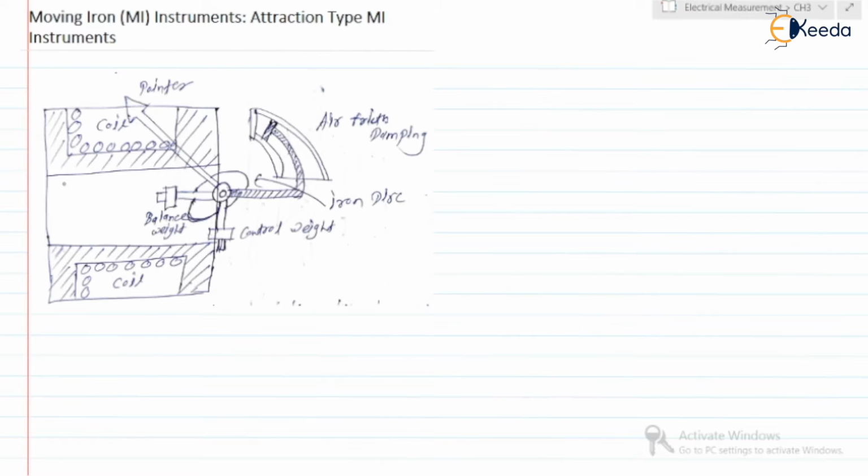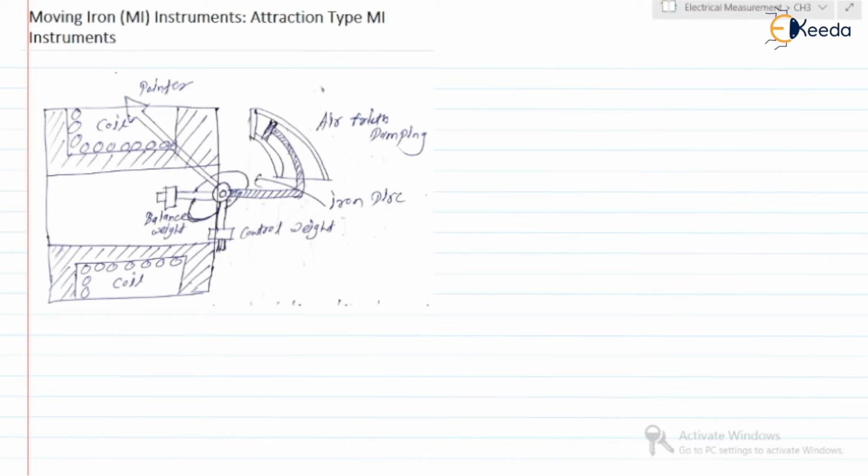Here is the construction of the attraction type moving iron instruments. It consists of the structure for placing a coil. Here we have the first half portion of the coil section, and here is the second half portion of the coil section. Next, here we have the iron disc. Be careful, this disc is made up of iron material only.